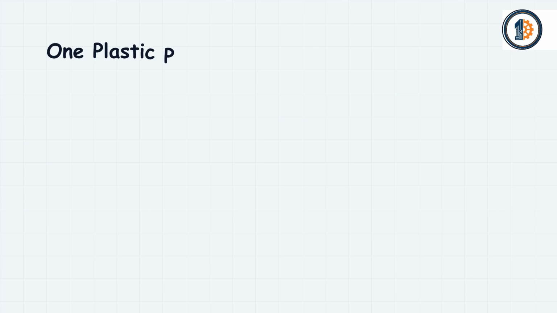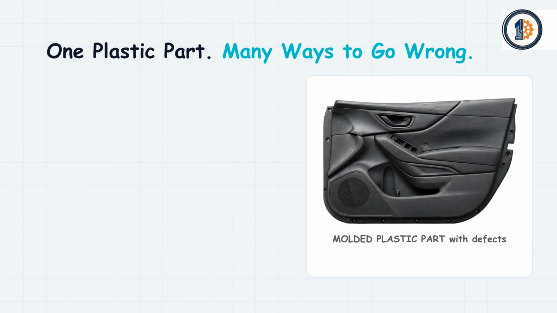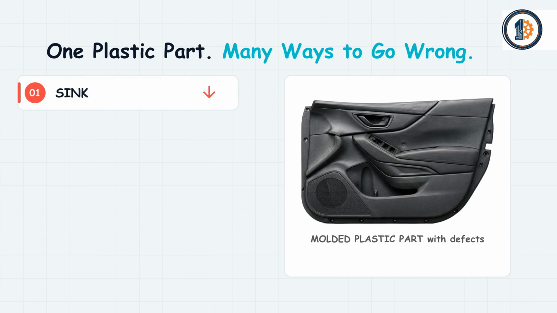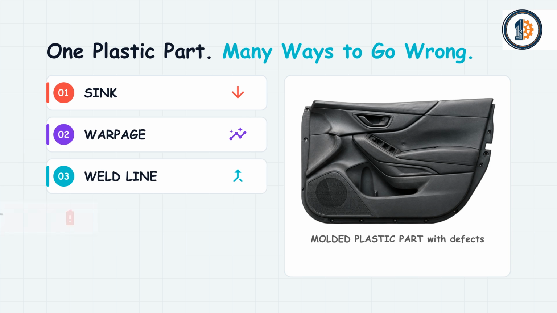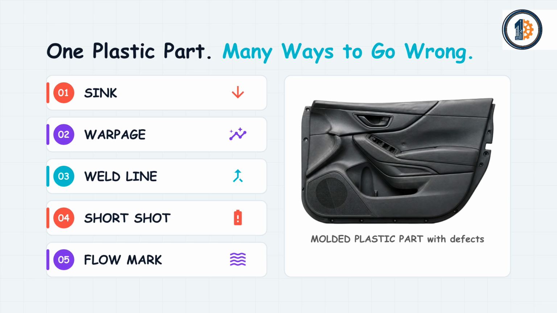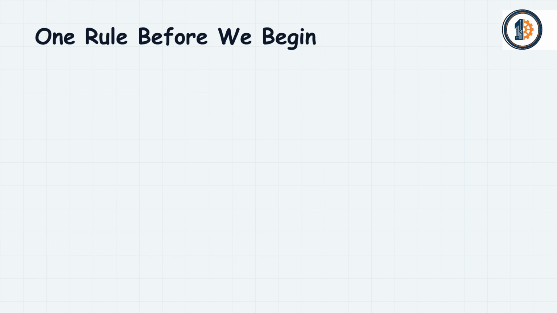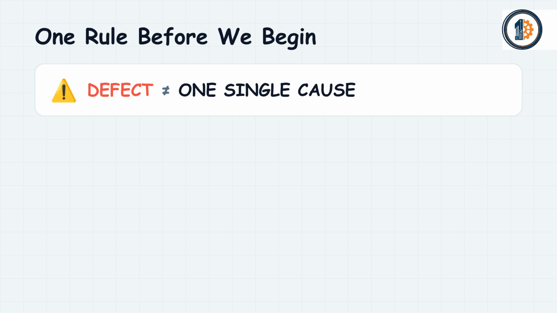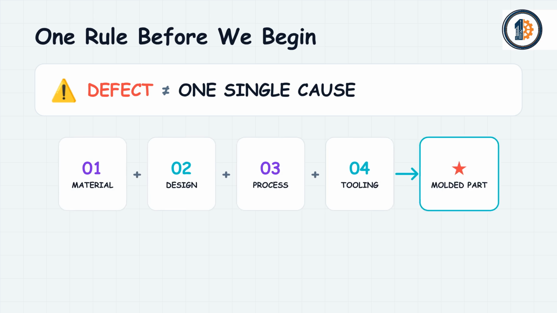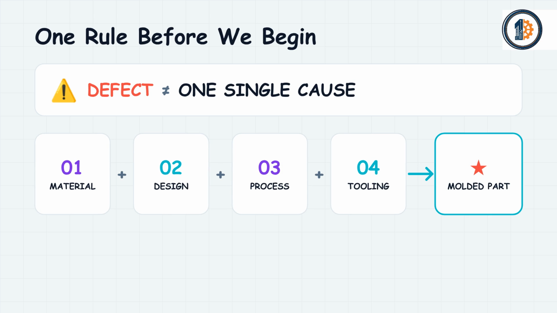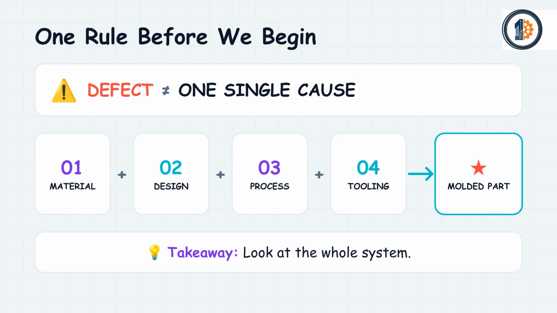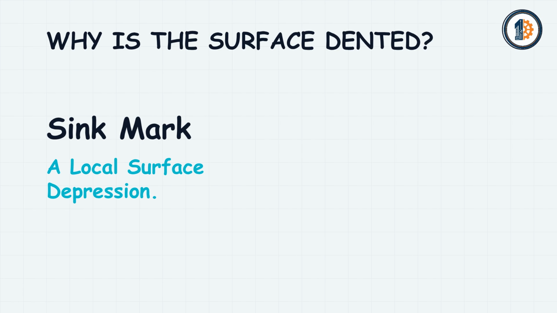So what went wrong? A single plastic component can develop many different defects. Sink marks, warpage, weld lines, short shots, flow marks. All can appear depending on how the part is designed and molded. Today our focus is on the first 3. Before we begin, remember one important rule. A plastic defect usually does not have only one cause. Material, design, process, and tooling all work together. So always look at the complete system. Let's start with sink marks.